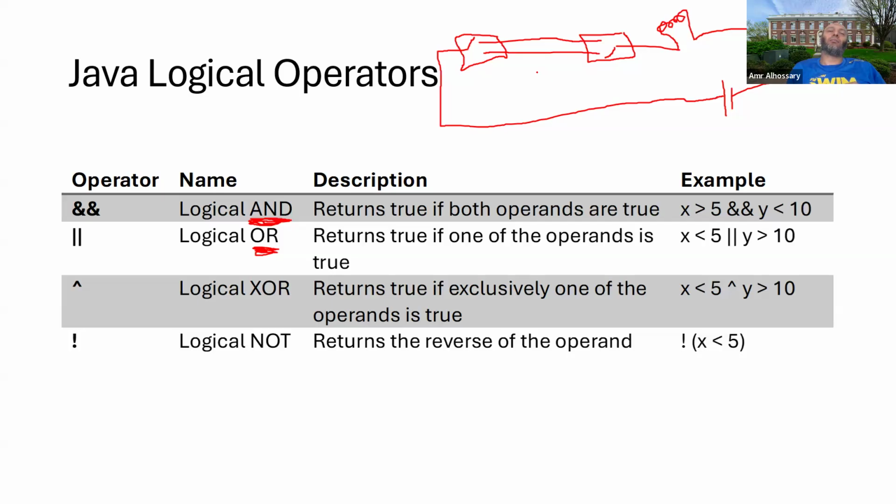Suppose that if the left one is up, let me use the laser pointer. If this is up and this is up, the light bulb will light. If this is down and this is down, the bulb will light. If the first one is up and the second is down, it will not light. If the first one is down and the second is up, it will not light.